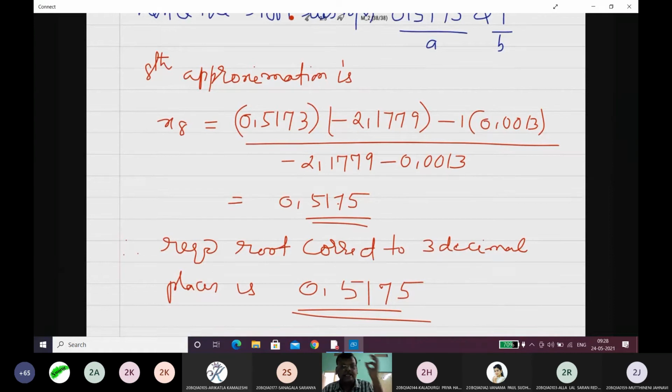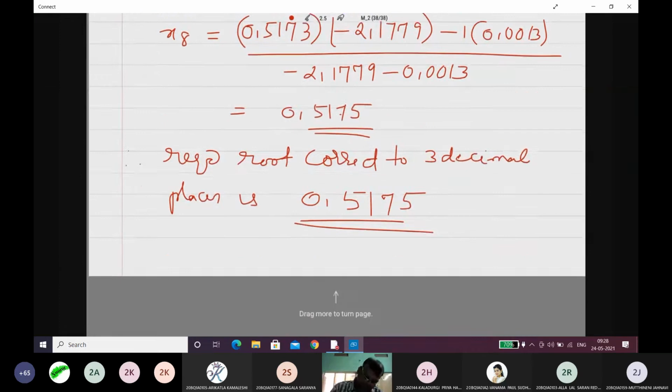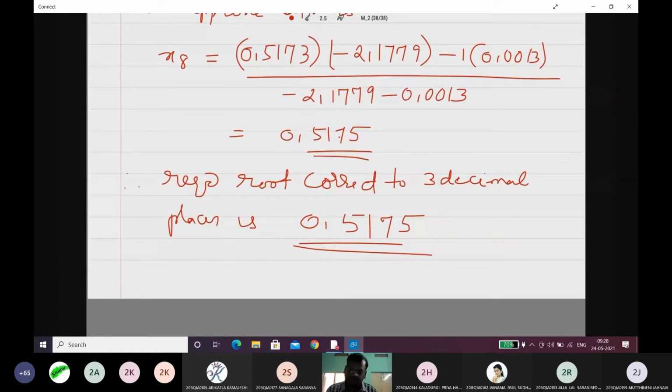The method is known as regular falsi method or method of false position. Method of false position. Can you do one more problem of the same model as a practice?